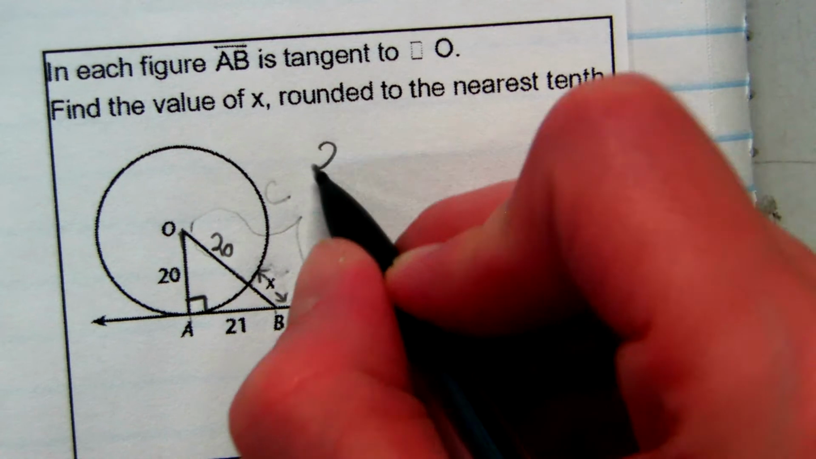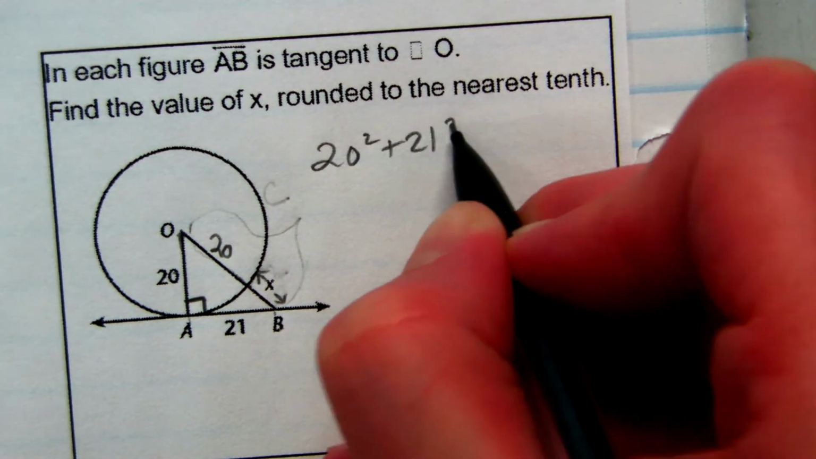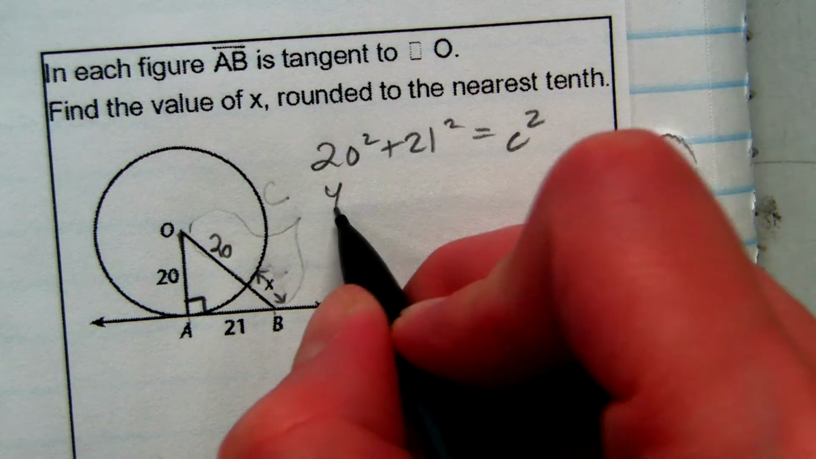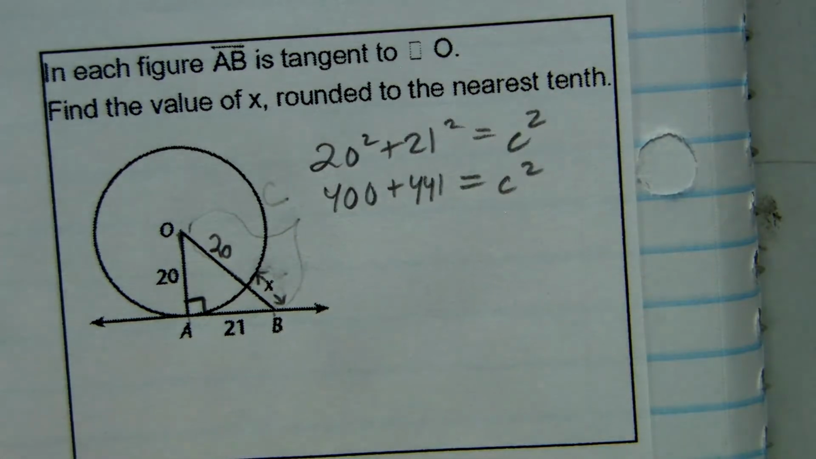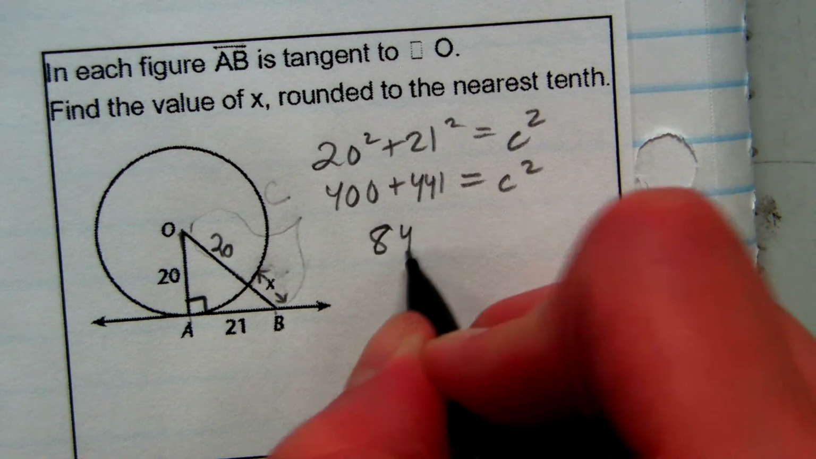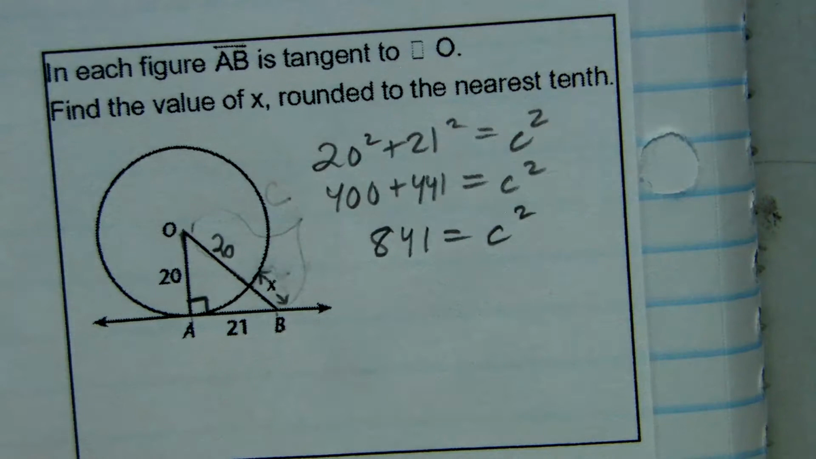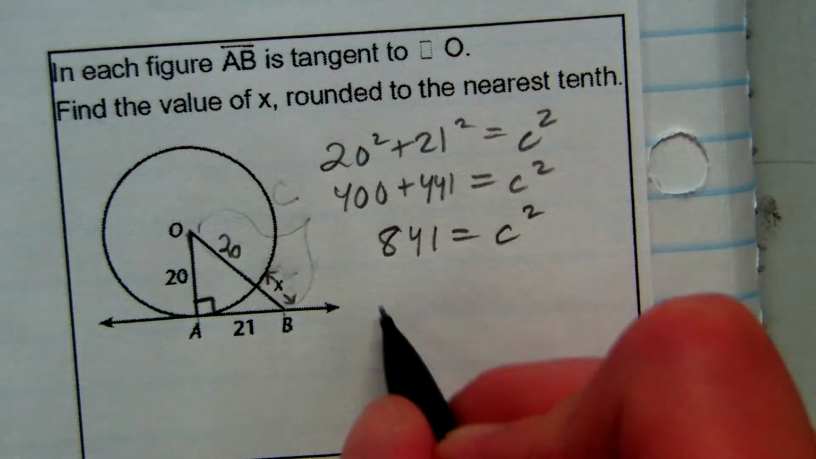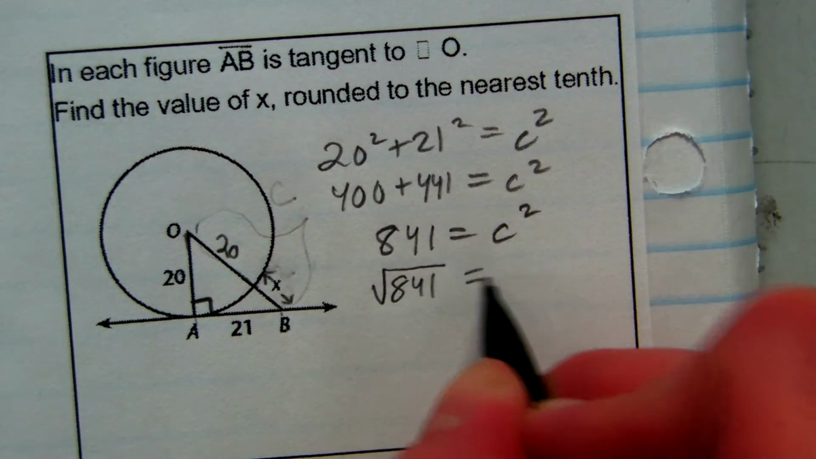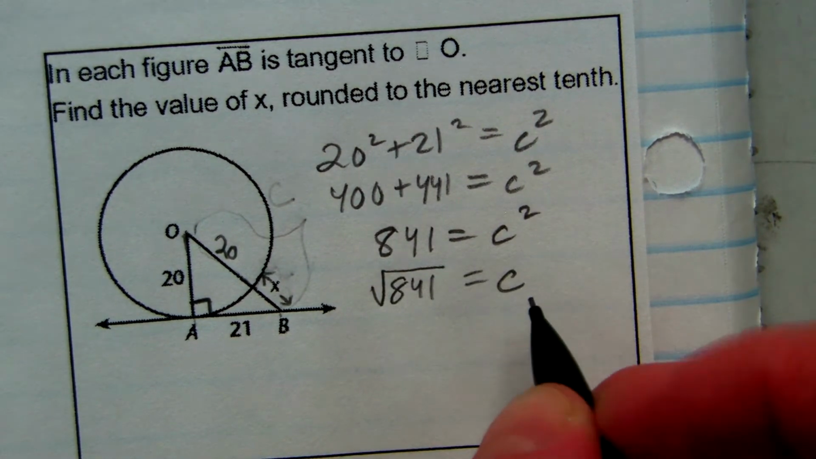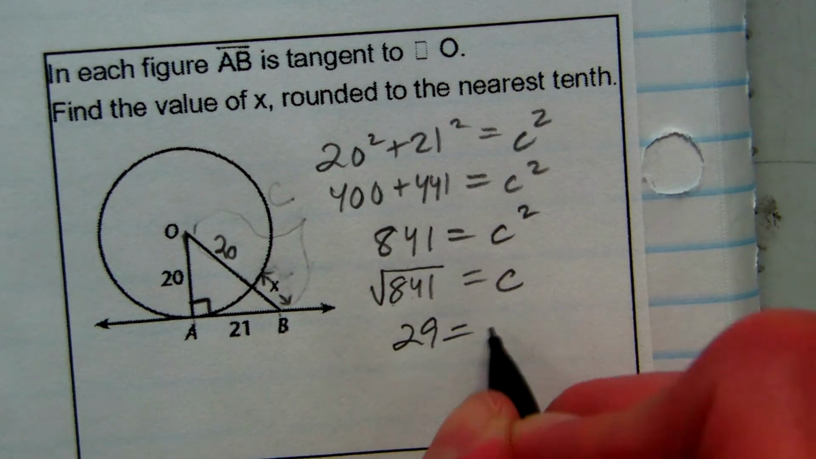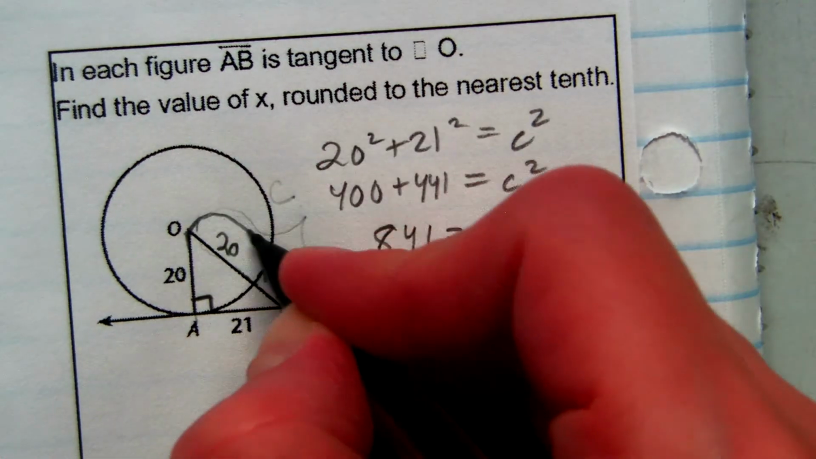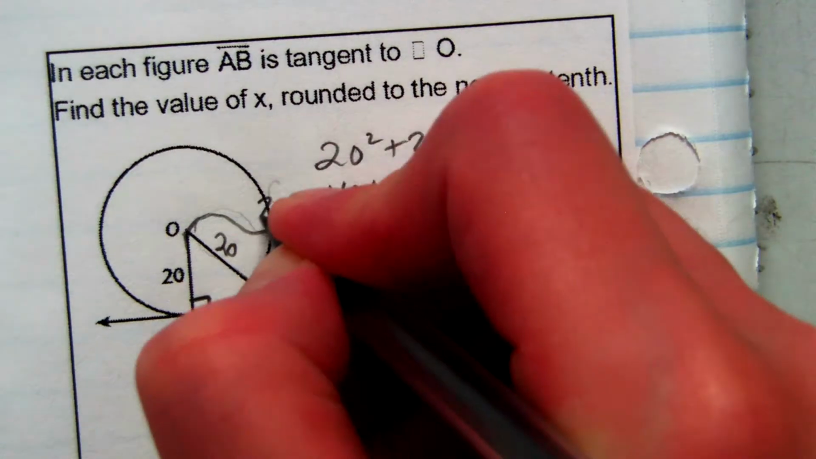So I'm going to have 20 squared plus 21 squared equals C squared. You get 400 plus 441 is C squared. We have 841 equals C squared. If we square root 841, we get C. And 841 is a perfect square. If you square root it, you get 29. So this whole distance from O out here to B is 29.